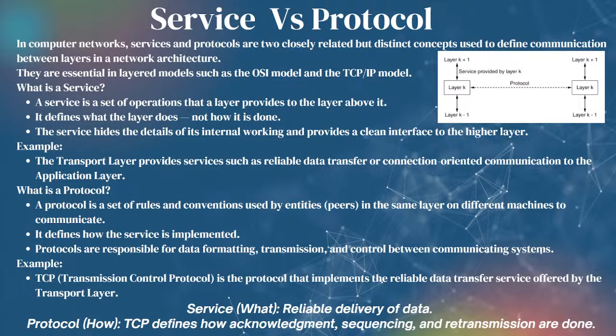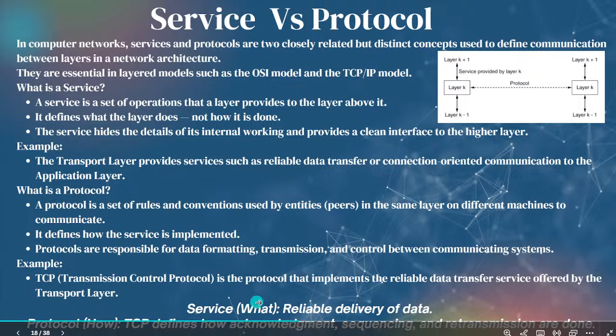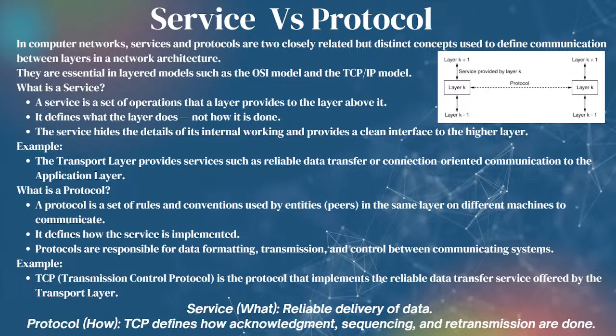Again, when it comes to service, what does service mean? Reliable delivery of data. And how is this reliable delivery of data possible? TCP defines how acknowledgement, sequencing, and transmissions are done. This is very important when you are discussing services or protocols. It is very important for you to draw the different layers and how they communicate through a protocol.